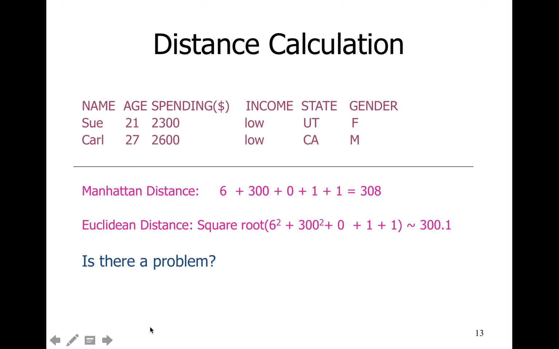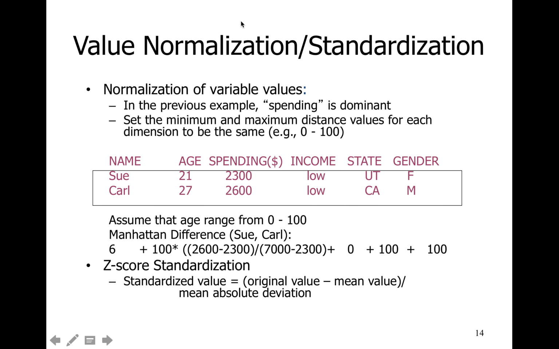I think the problem I ask you to identify here is whether it is okay for the spending distance difference between Sue and Carl to dominate their distance value based on either Manhattan or Euclidean. And that depends on your application. Oftentimes it is not. So this brings up the need for numerical and transformed categorical value normalization, standardization.